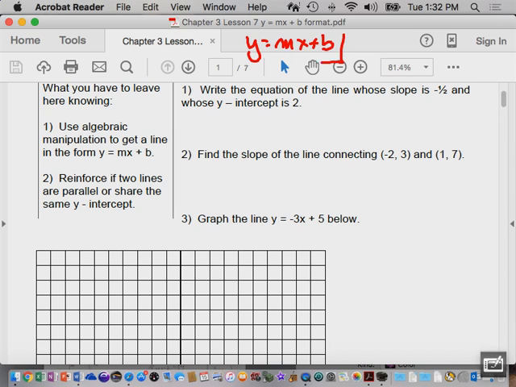General equation of a line: y equals mx plus b, where m stands for slope, and b stands for the y-intercept. So it tells me here the slope is -1/2. So therefore, it's y equals -1/2 x. And what's the y-intercept? 2. Is that 2 positive or negative? Plus 2. Y equals -1/2 x plus 2. That's the answer. Any questions?